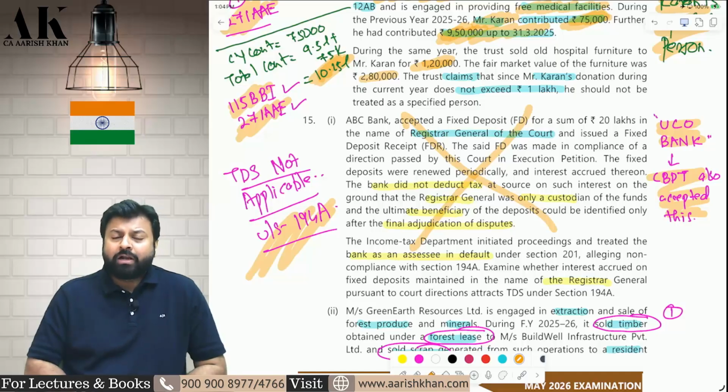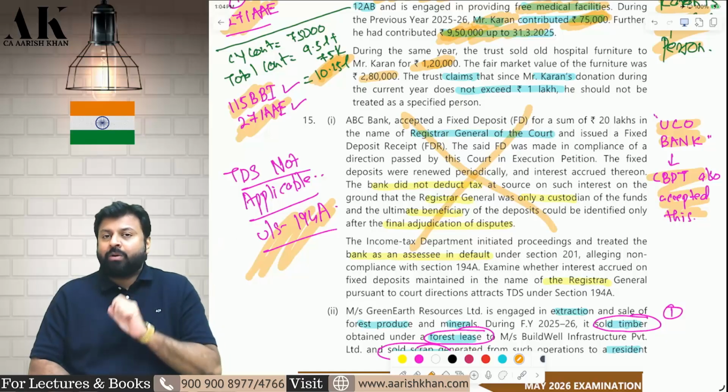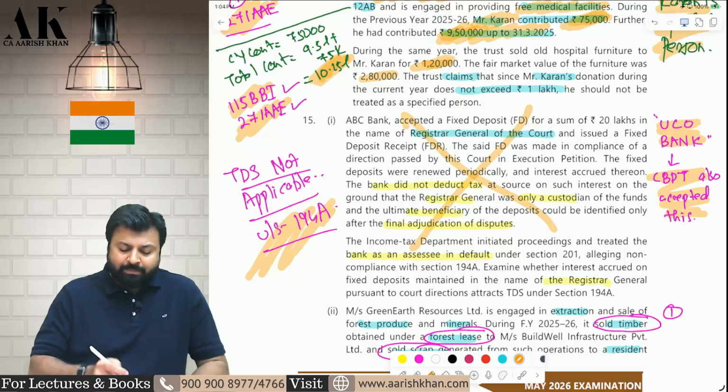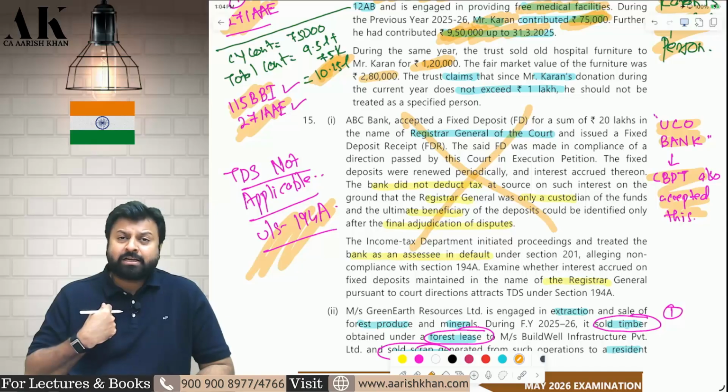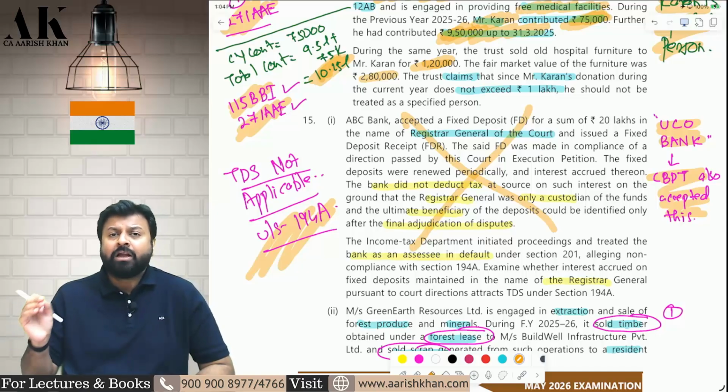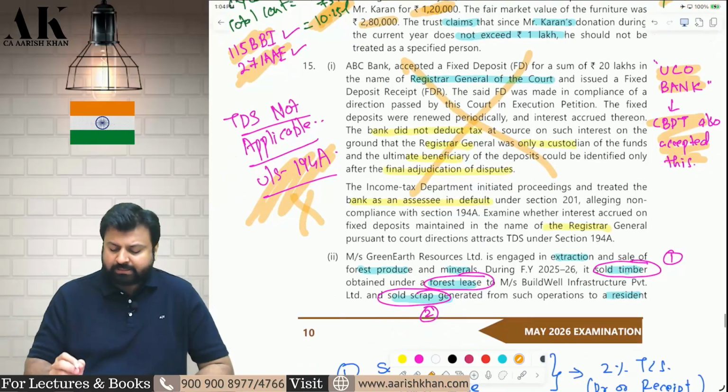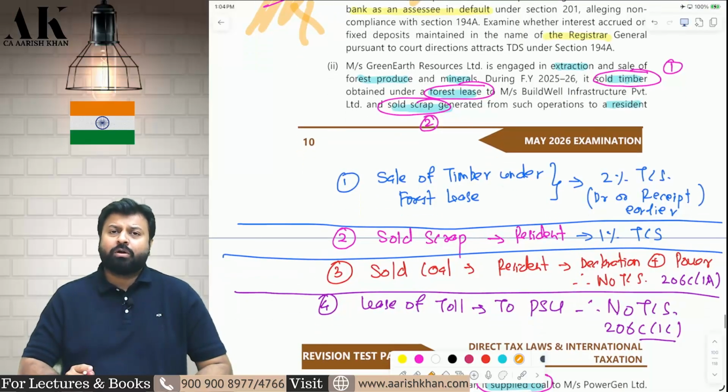So therefore, whatever interest is paid by banks to the registrar of the court will not be subject to TDS. The registrar of the court is not the payee for the purpose of 194A. The payee is ultimately who? The person who will win the case. And who will win the case? That only time will say. Now I cannot say. Therefore, the interest paid by the bank to the registrar of the court will not be subject to TDS. I hope it is clear to all of you.